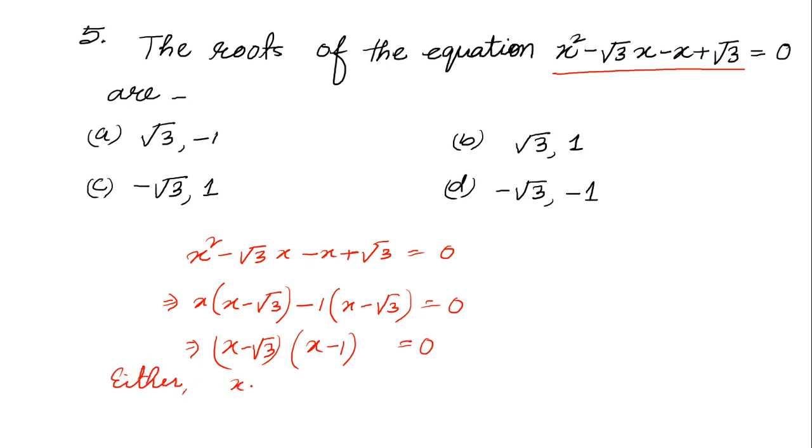either x minus root 3 is equal to 0, x equals root 3, or x minus 1 is equal to 0, that means x is equal to 1. So what roots came out here? Root 3 and 1, which is there in option number B. So option number B is the correct one.